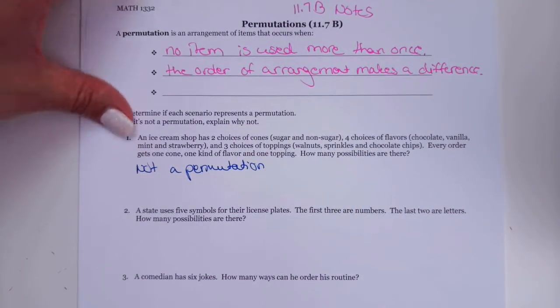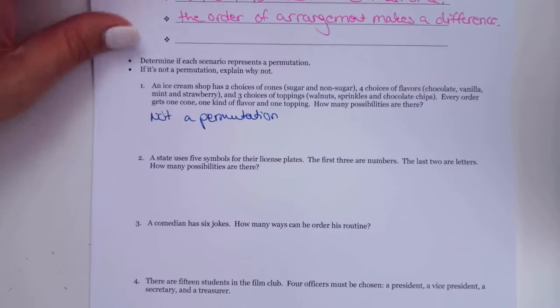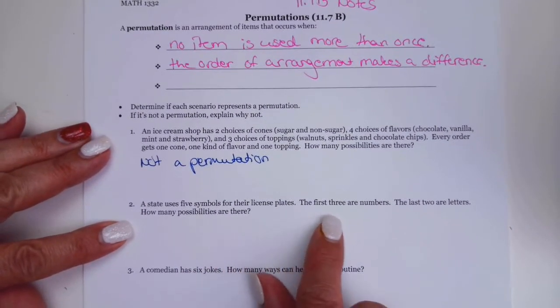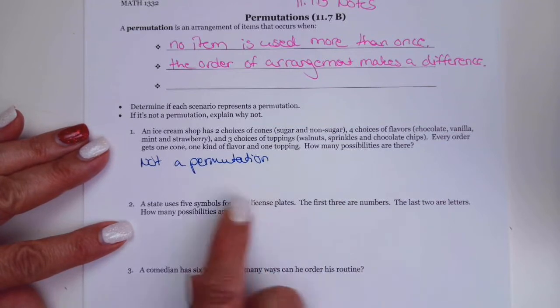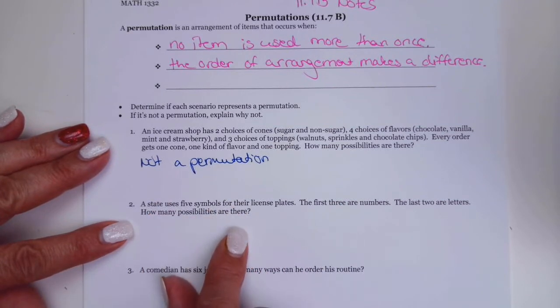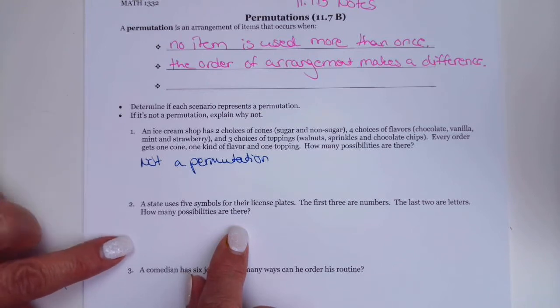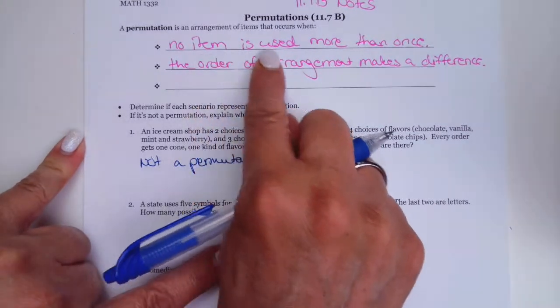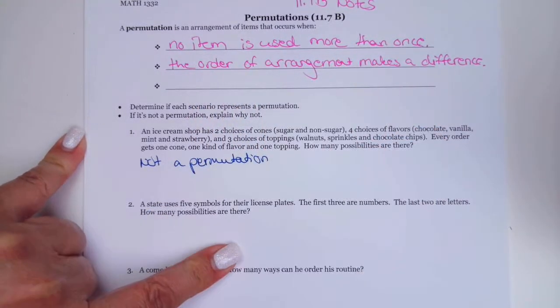Okay, number 2. A state uses 5 symbols for their license plates. The first 3 are numbers, the last 2 are letters. How many possibilities are there? So, again, does it represent a permutation? No item is used more than once.